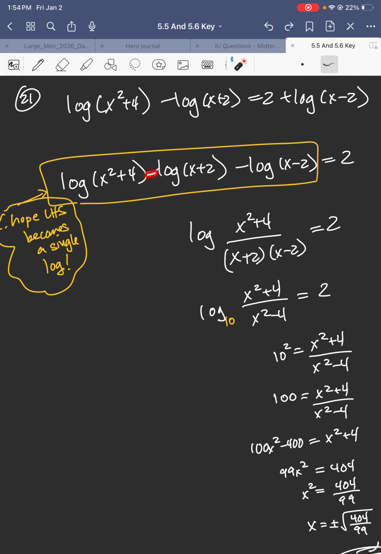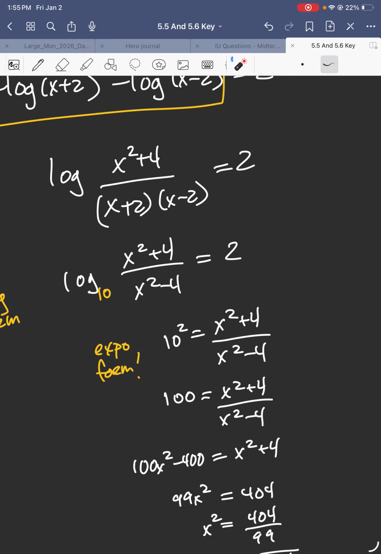Well, yes, when you're subtracting this, that means it goes under this in a single log. And then when you're subtracting this, it means it also wants to go in the denominator. So that's the quick way to combine those. So now I have the log of this stuff equals 2, but there's an understood base 10. So this is now in log form, and I convert it into exponential form. And so 10 squared is 100, which is equal to this.